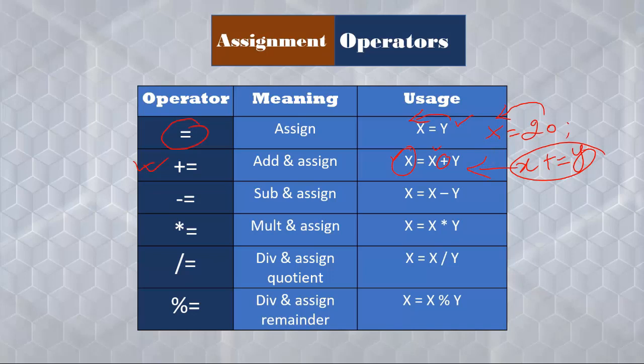Similarly, if you want to perform a subtraction and assignment, but provided there is an operand which is common on left hand side and in the subtraction operation. So for that we have a subtraction and assignment operator. Similarly, for multiplication we are having multiplication and assignment operator, and for division and remainder we are having these two operators. So we can say that these five categories of operators are complex operators which combine the operation of an assignment operator and the usual arithmetic operators.